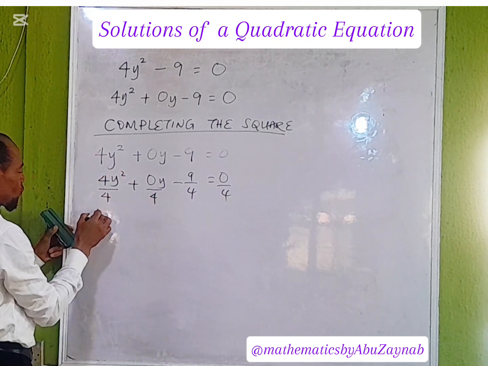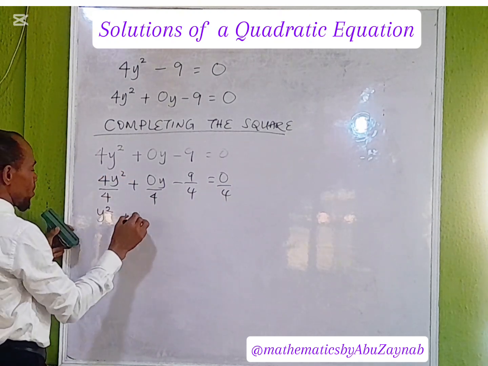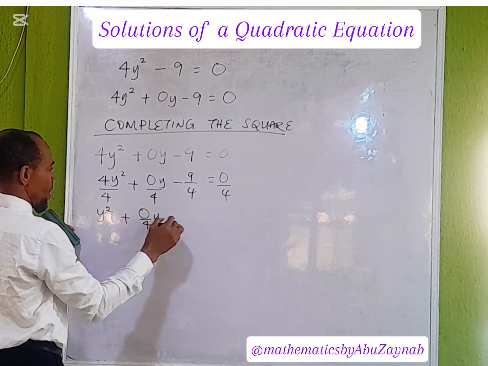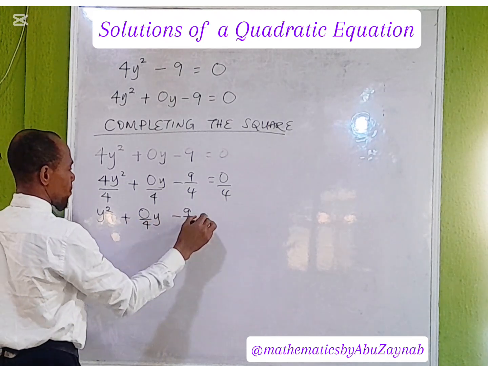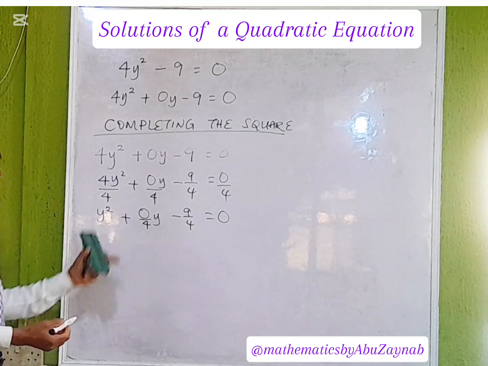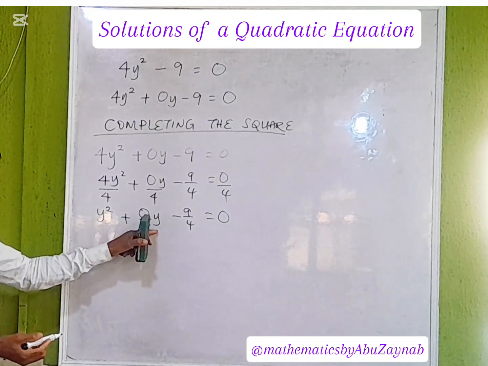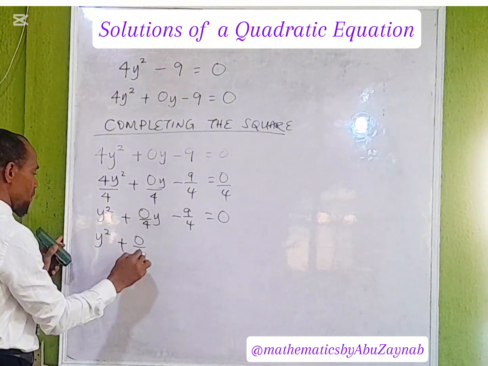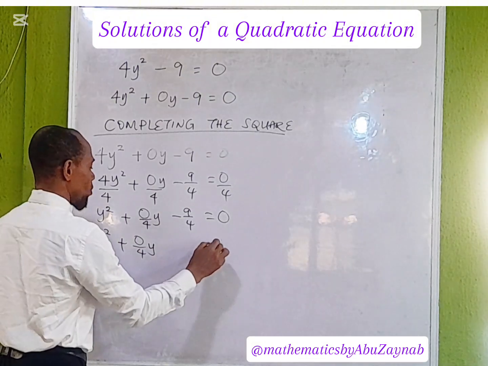And that is reduced to y squared plus 0 over 4y minus 9 over 4 equals 0. Of course, 0 over 4 is still 0, but it has to be there for effect. So you have y squared plus 0 over 4y. Move the constant to the other side.